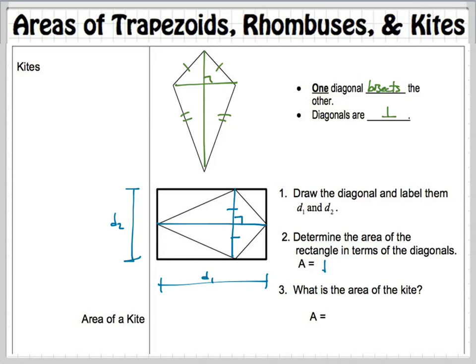Determine the area of the rectangle. So it's kind of the same as the last one when we worked on the rhombus. d sub 1 times d sub 2, base times height. Okay, there's your base, and there's your height. Okay, over here it says, what is the area of the kite?